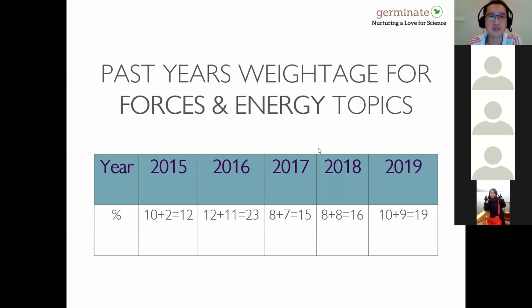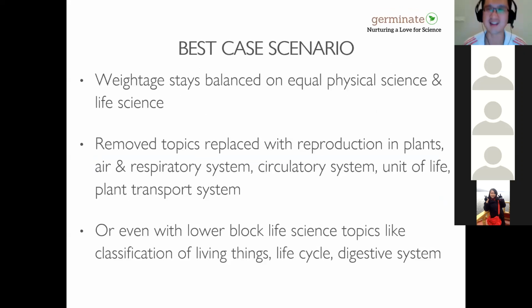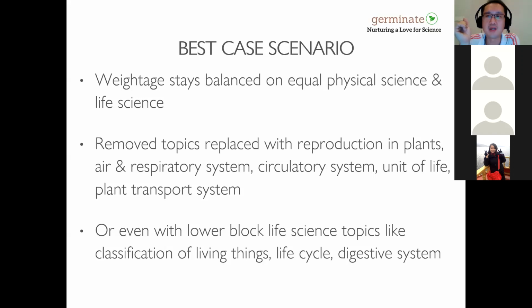So then the next one would be the best case scenario. This is what I hope will come out. For the best case scenario, the weightage stays balanced on equal physical science and life science, which means that the number of questions is still limited to the same, with the first 14 MCQ on life science, next 14 MCQ on physical science. For the open-ended also, first 6 questions on life science and the next 6 questions on physical science.